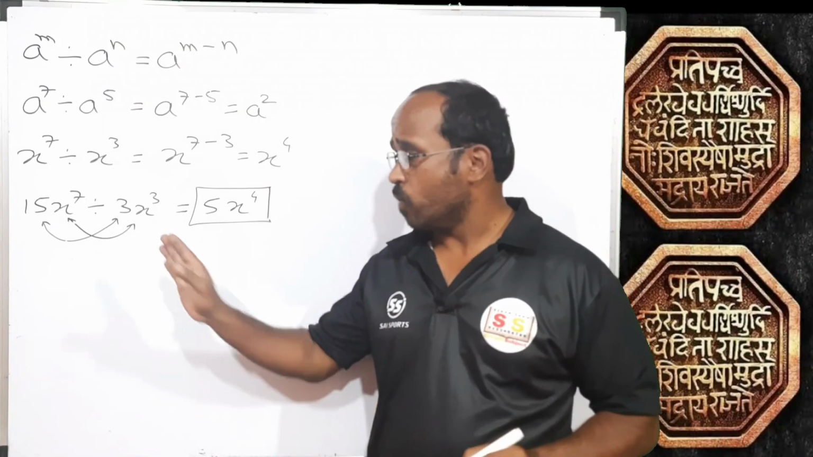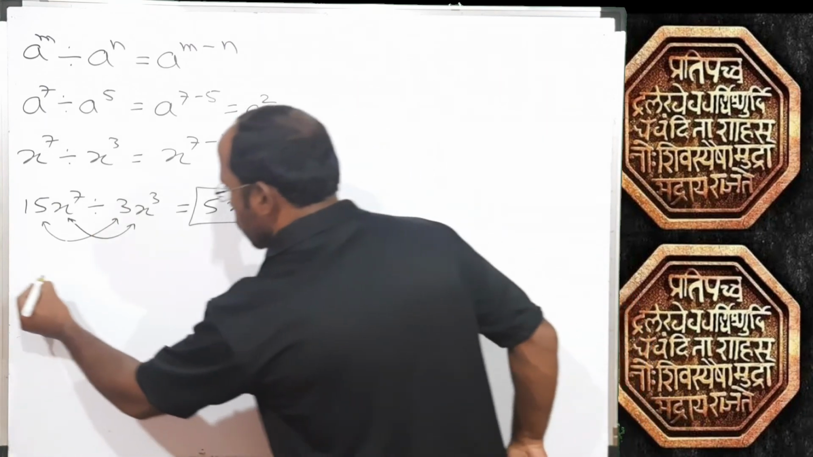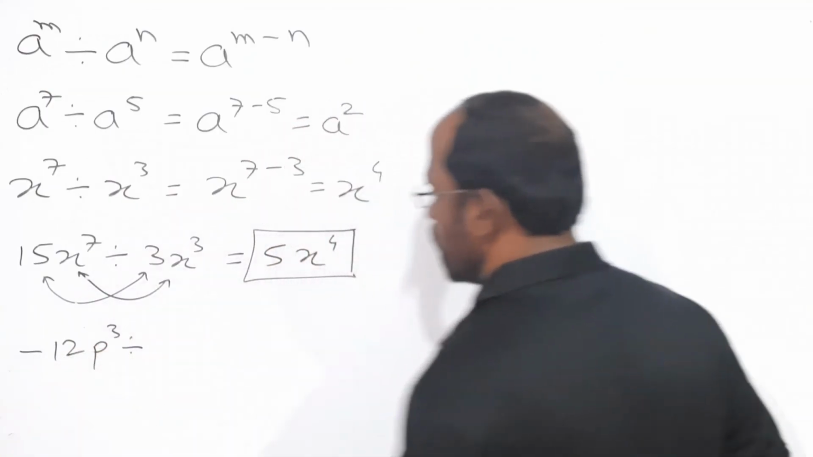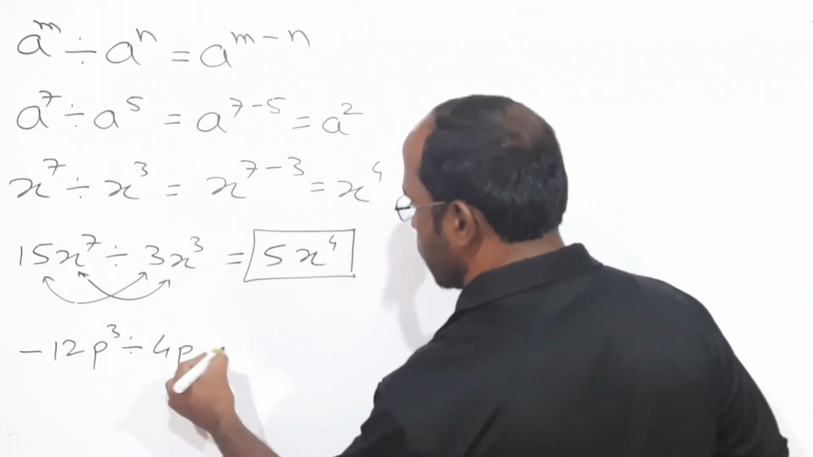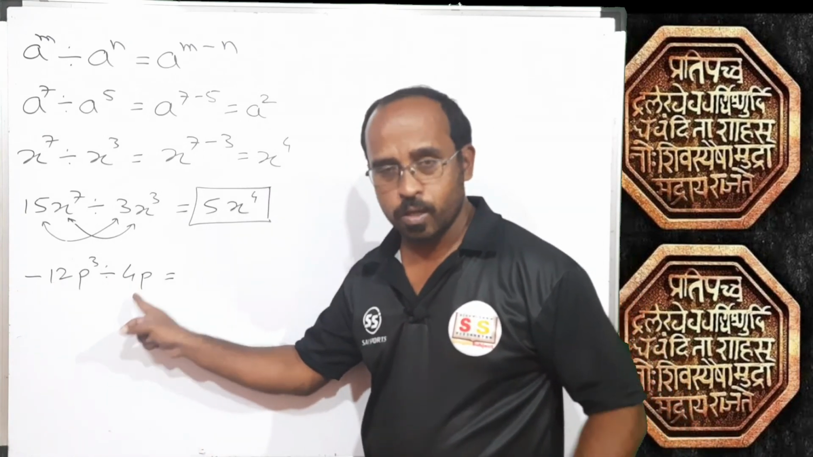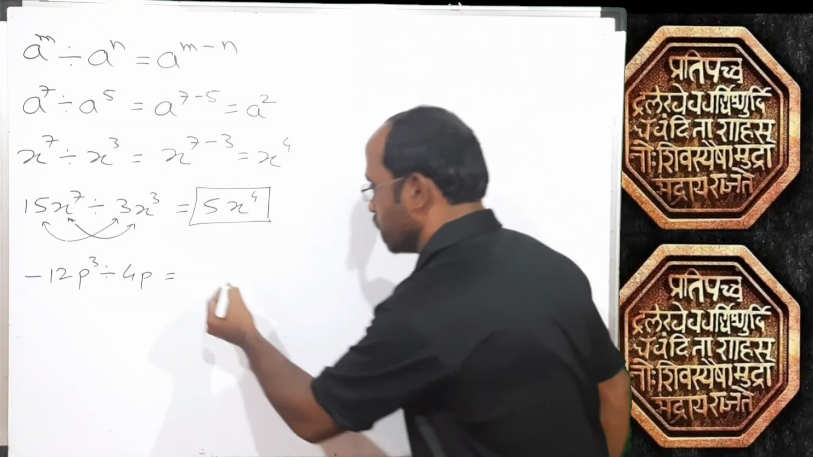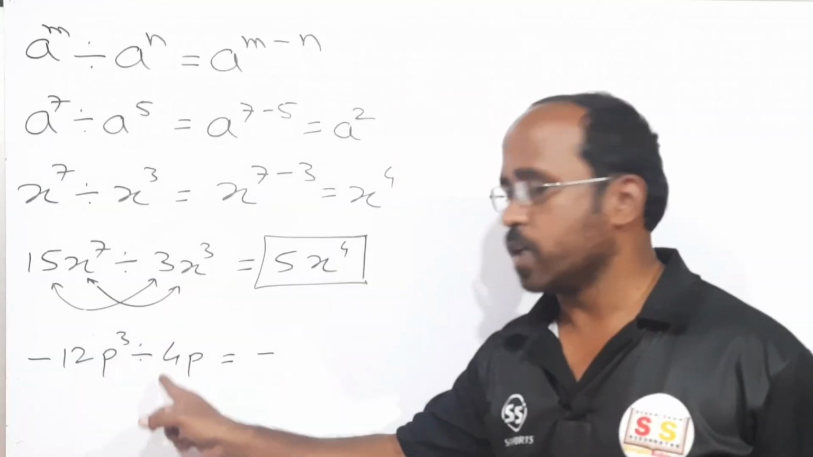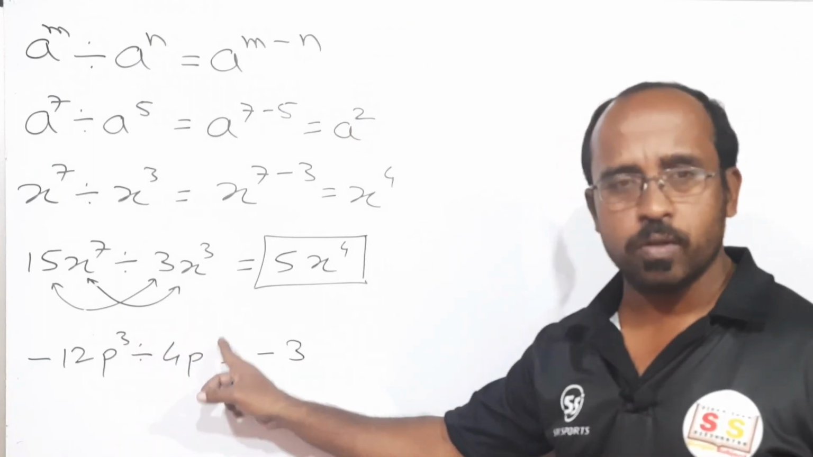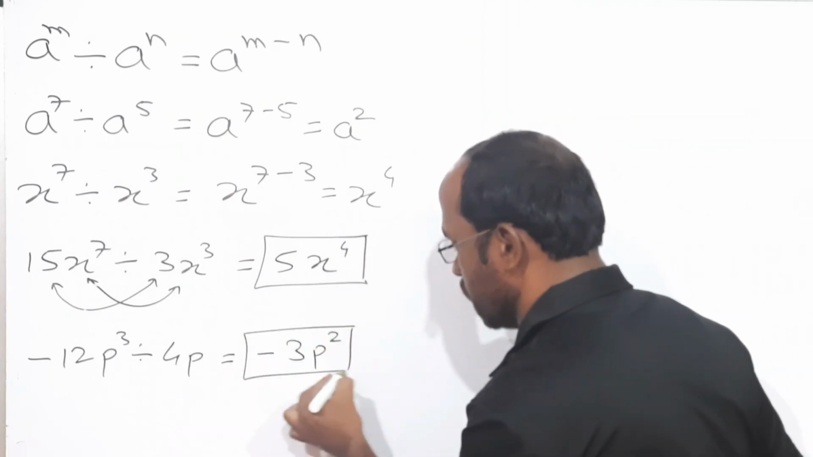One most important thing, while doing division, never forget the rule of integers. For example, if the question is minus 12p cube divided by 4p, then what will be the answer? We have to divide this minus 12 by plus 4. So by the rule of integers, minus divided by plus, minus is the symbol in the case of division. So minus will be the symbol. 12 divided by 4, answer is 3. P raised to 3, here p raised to 1, so p raised to 3 minus 1, that is 2. Minus 3p square is the final answer.